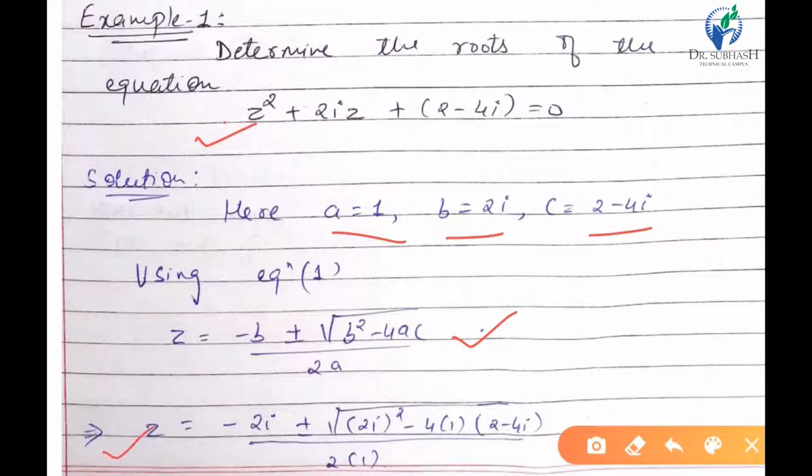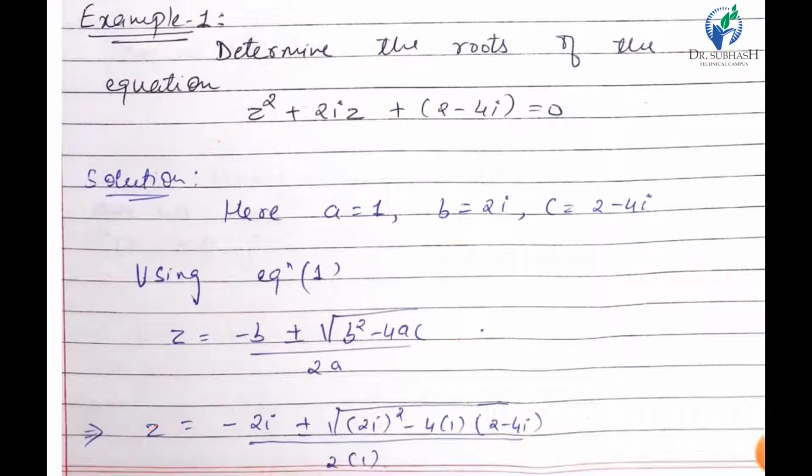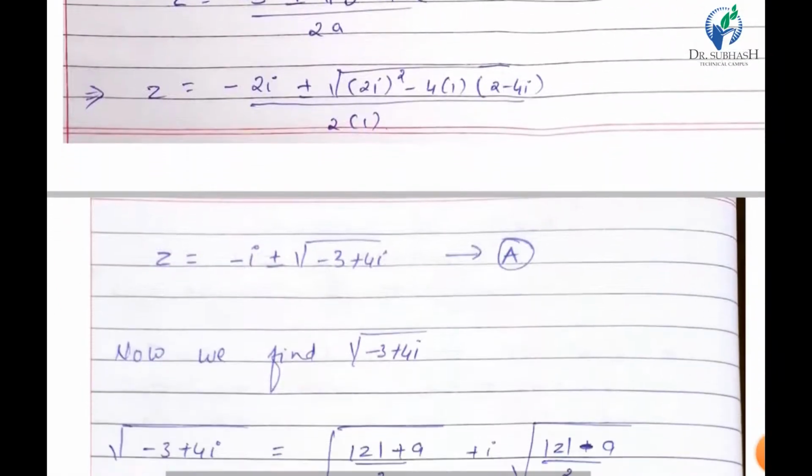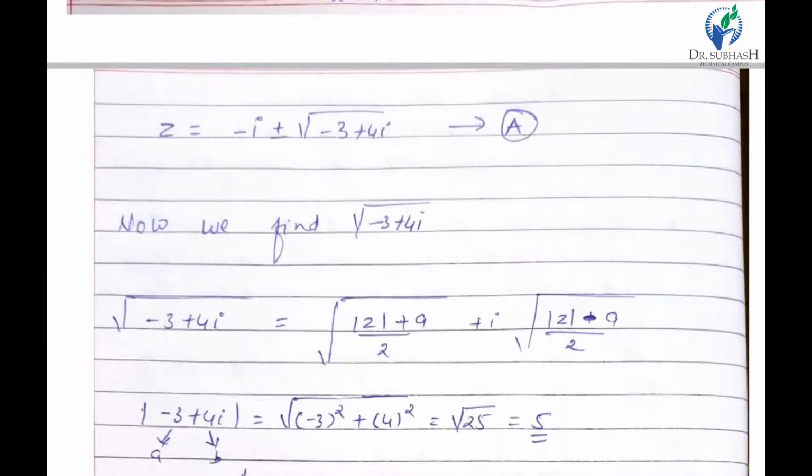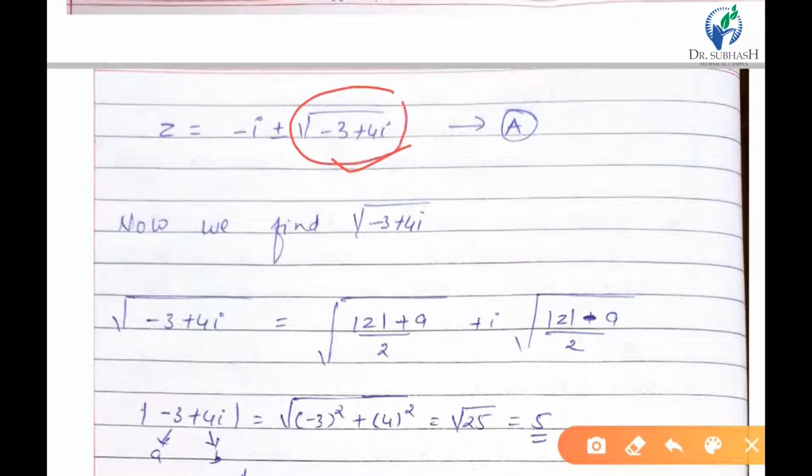We substitute the values of a, b and c in this equation. So our next step will be z equal to minus 2i plus or minus under root of 2i square minus 4 into 1 into 2 minus 4i upon 2 into 1. Now we will simplify this equation. On simplifying this, we get z equal to minus i plus or minus root of minus 3 plus 4i. Now we need to simplify this portion.